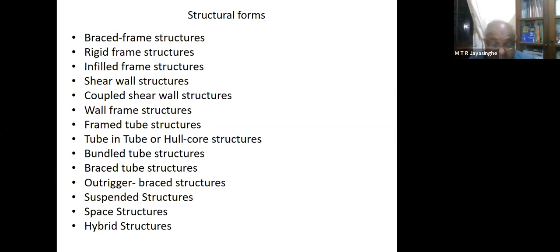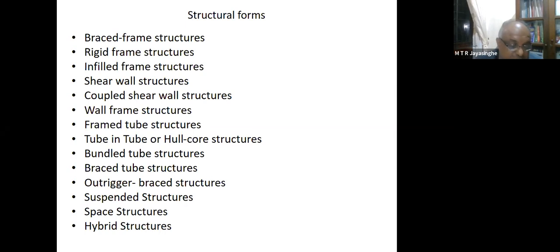You get outriggers and then belt trusses. Then you get some structures where, when the architects say, "I don't want any columns on the outer periphery," there's no other option. The only option is to hang the structure from the top. Then these days, you can see they are getting very odd-shaped structures.